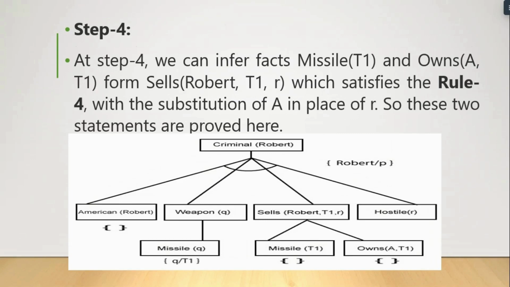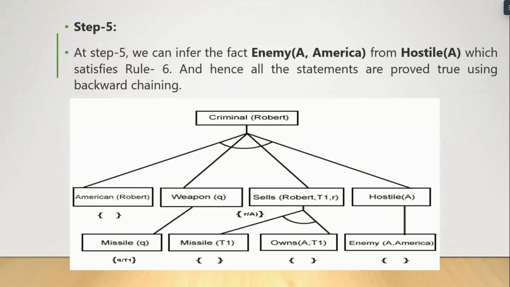In step 4, with the help of the implications, we have already seen the implication format and it is extended, right? So at last all are extended and you can see the implications, and we are closing the format here. So we call this the backward chaining method. Hence all the statements are proved true using backward chaining.